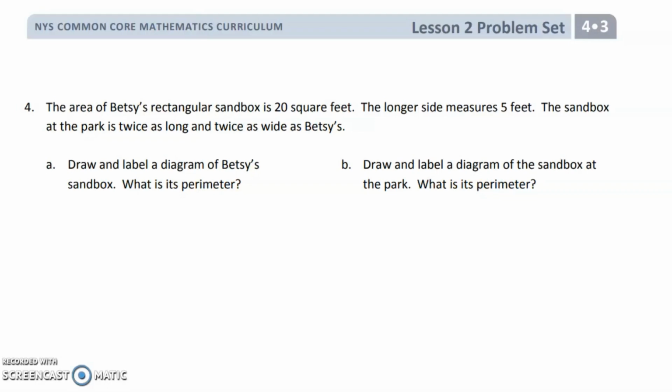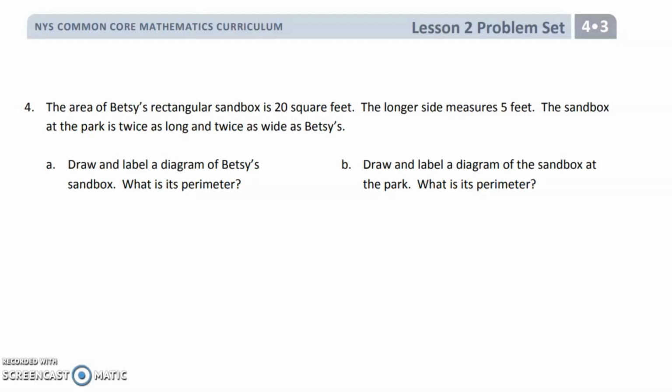Question 4 states the area of Betsy's rectangular sandbox is 20 square feet. The longer side measures 5 feet. The sandbox at the park is twice as long and twice as wide as Betsy's. Part A says draw and label a diagram of Betsy's sandbox and then find its perimeter. What is its perimeter?